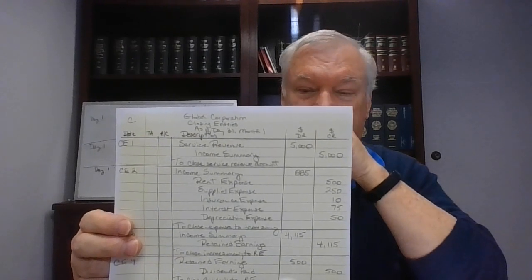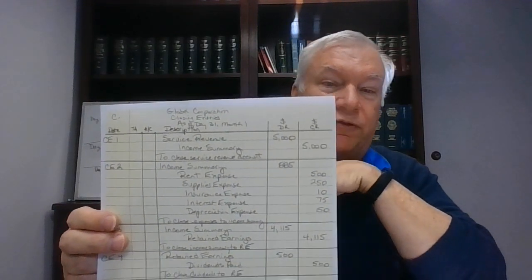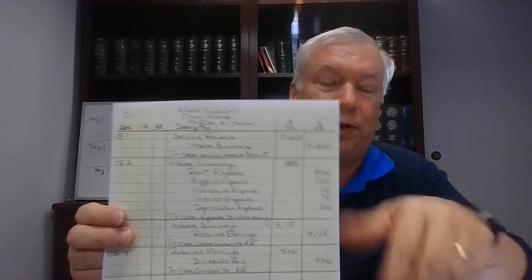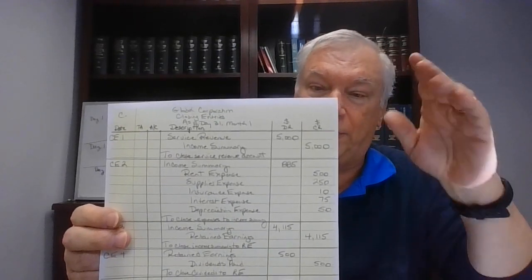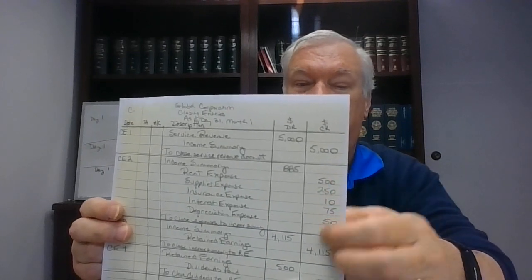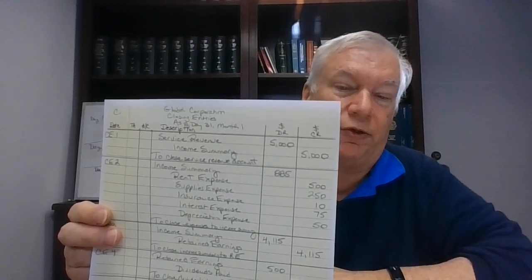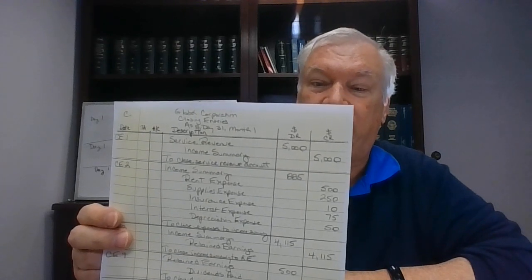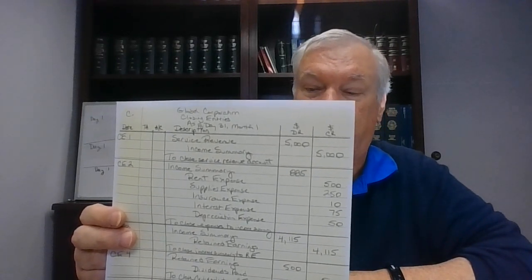And then we do the same thing for the expenses. We remove the temporary expense accounts. All of our period expenses, all of our period revenues, those are temporary. We have to close them out to start the books fresh for next period. So our debit entry is going to be to income summary, and then our credit entries are going to be to all the various expenses to zero them out. Okay, so that's our second closing entry.